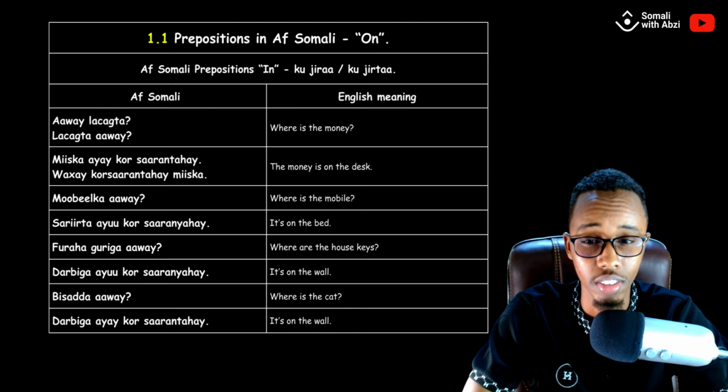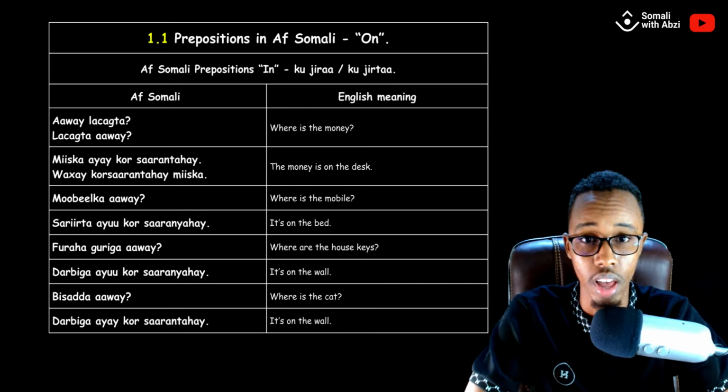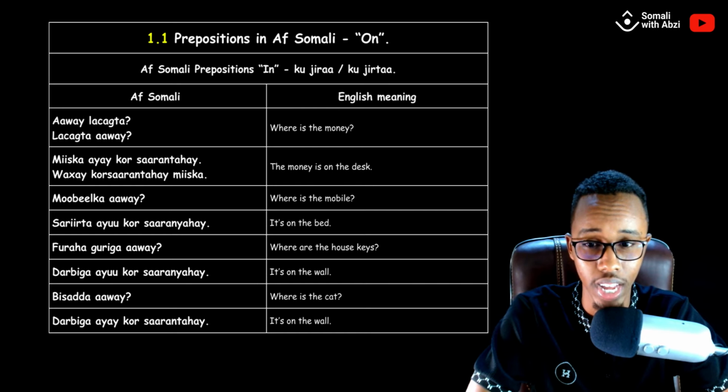And in this section of our class, we are going to practice and learn together preposition on in our Somali. So let's practice and read together. Away lacagta or lacagta away. Both ways are useful.